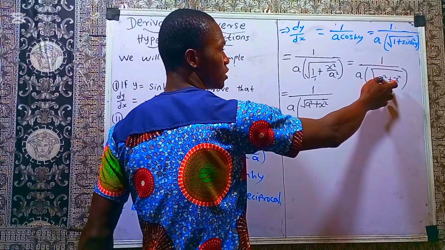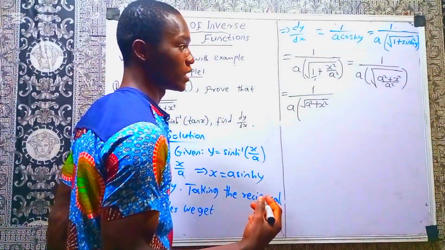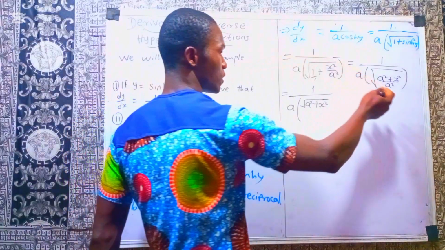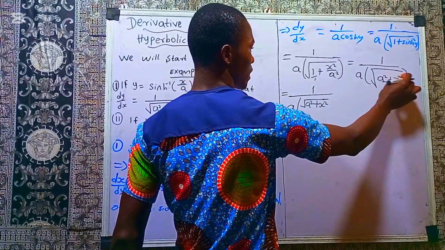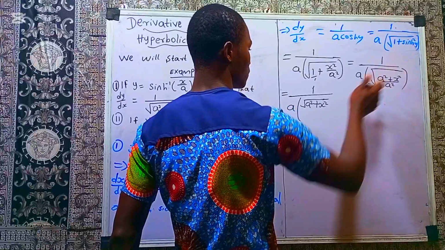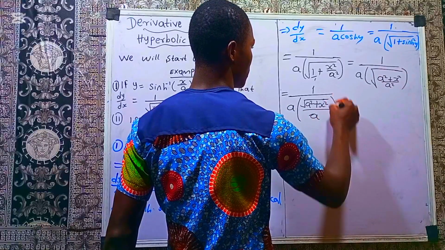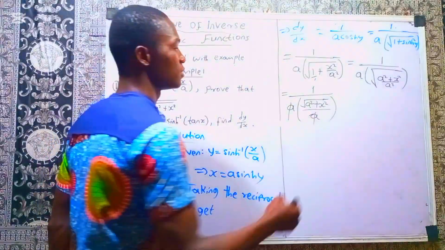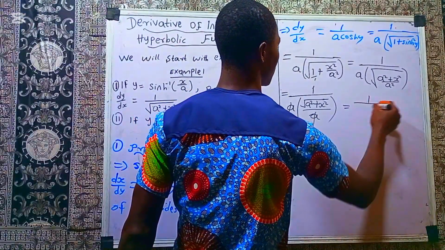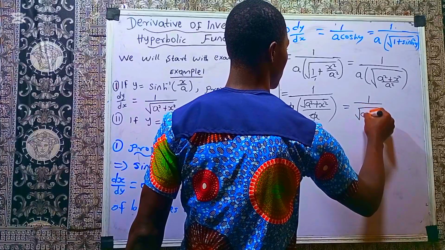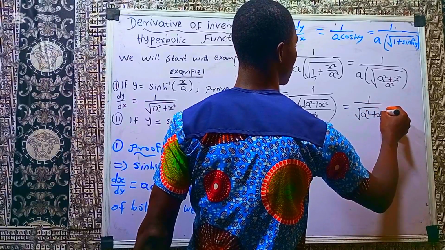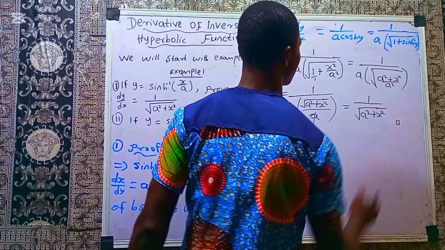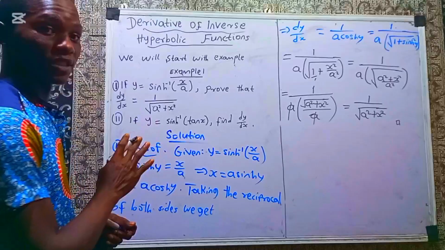Then what is the square root of the denominator? What is the square root of a squared? The square on a will cancel the square root, so I'll have my a. So a cancels a, and I will now have 1 over the square root of a squared plus x squared. So that's what we will have, and that completes that proof.